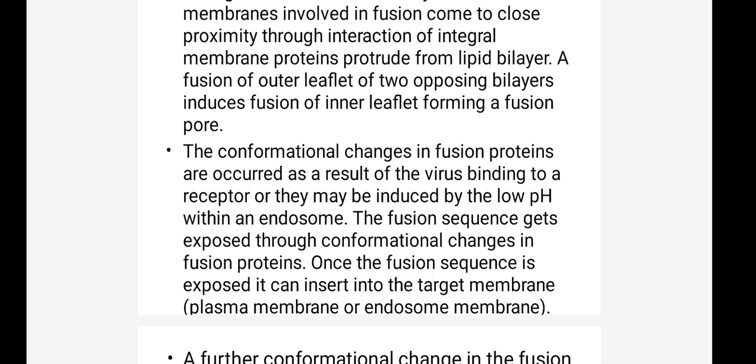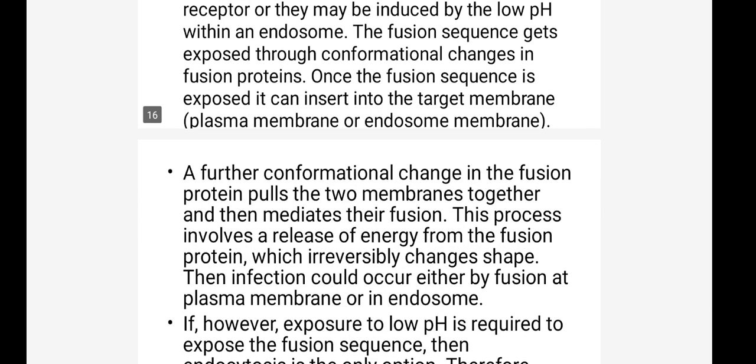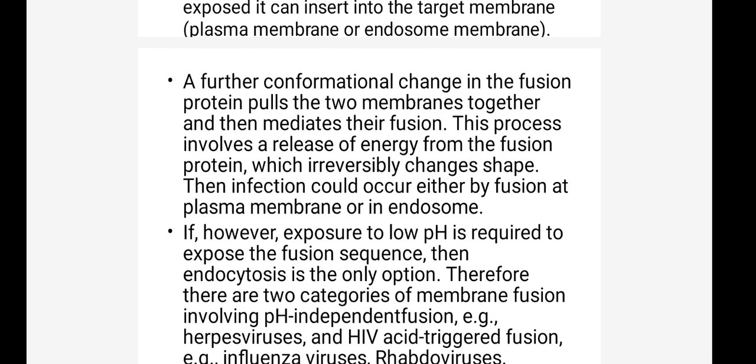The fusion sequence is exposed through conformational changes within the fusion protein, and once exposed, it can insert into the target membrane, that is, there is the fusion of these two membranes. A further conformational change in the fusion protein pulls the two membranes together and mediates their fusion. This process involves a release of energy from the fusion protein, which irreversibly changes its shape. Then the infection could occur either by fusion at the plasma membrane or with the endosomal membrane.